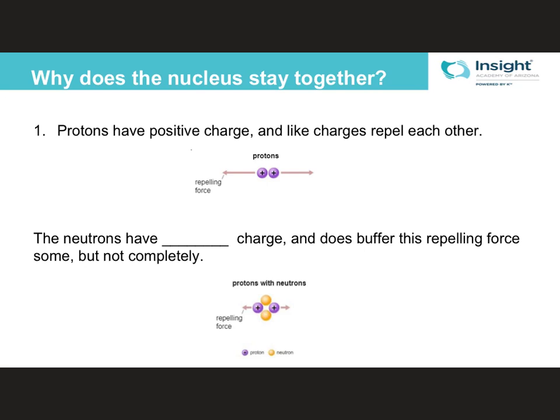Based on what we've known so far, I have to wonder, why does the nucleus stay together? Because I know protons have a positive charge, and like charges repel each other. So those protons that are smushed together into that nucleus, it feels like they don't want to be there. Now we do have those neutrons in there, and what charge does a neutron have? Hopefully you said 0 or no charge. That provides a little bit of a space buffer between our protons, but that's still not going to be enough to totally prevent them from wanting to get away from each other. So there's got to be something else going on. And there is.